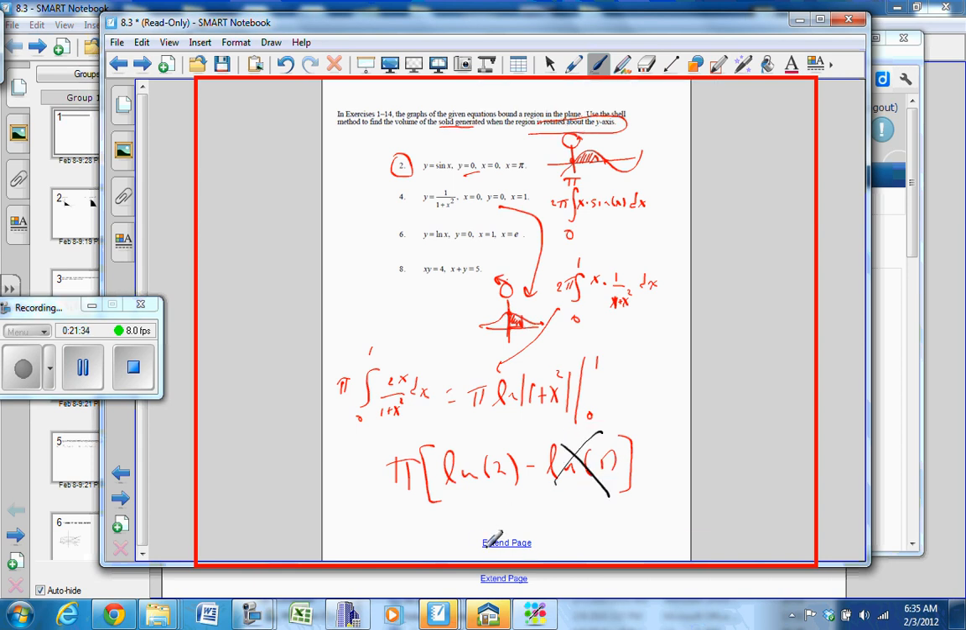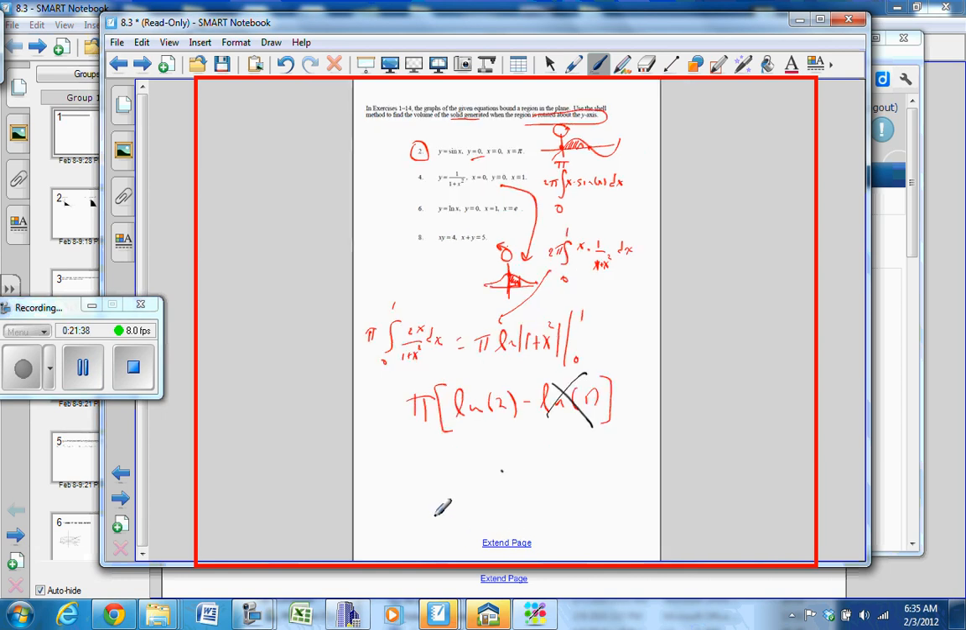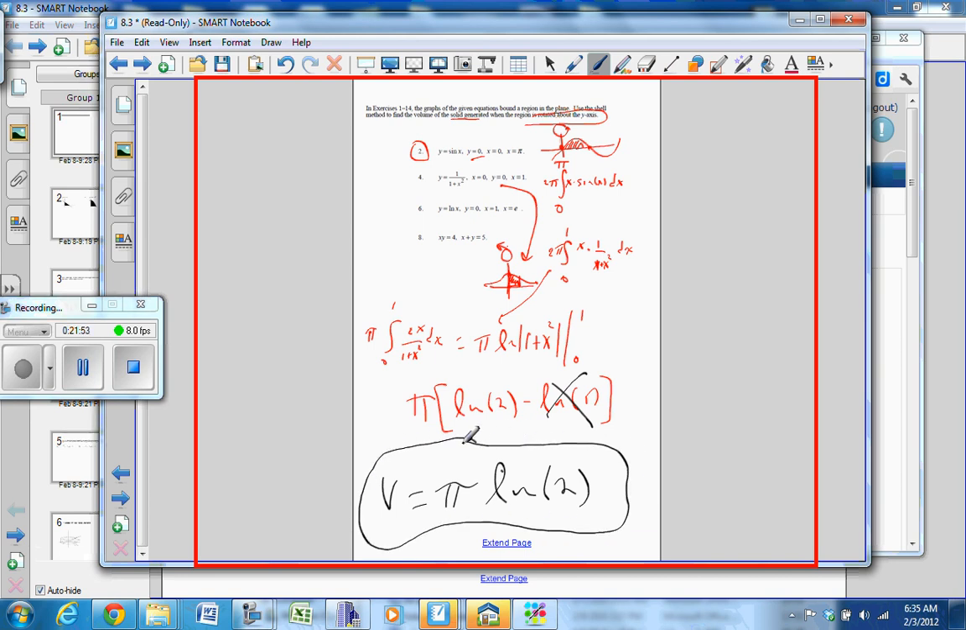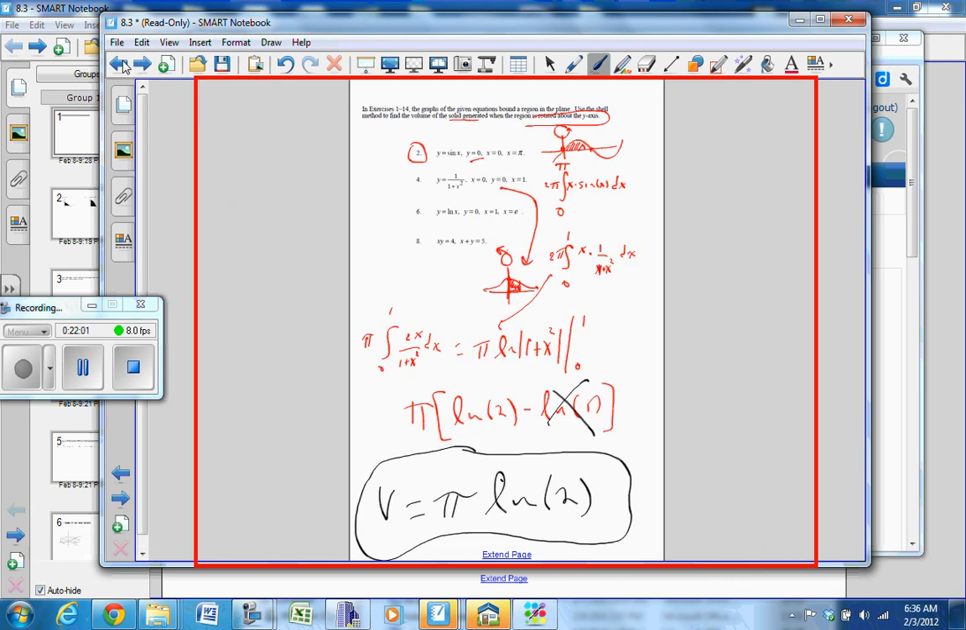We know that that's 0. So therefore, our final volume here equals pi times ln 2. And I'm not going to do those other two because there's ample other examples out on the internet if you need some more help. But that's our introduction to volumes by the shell method.